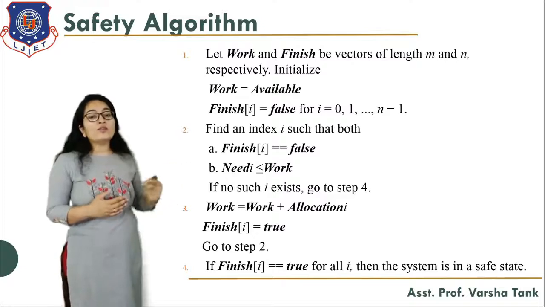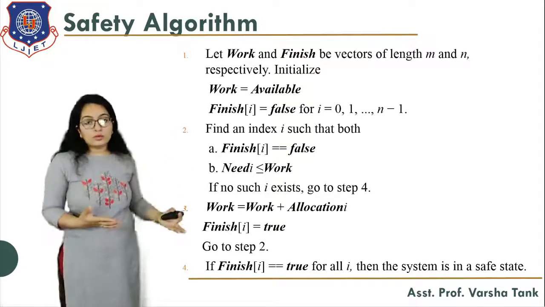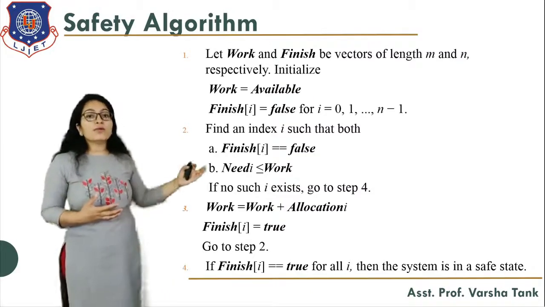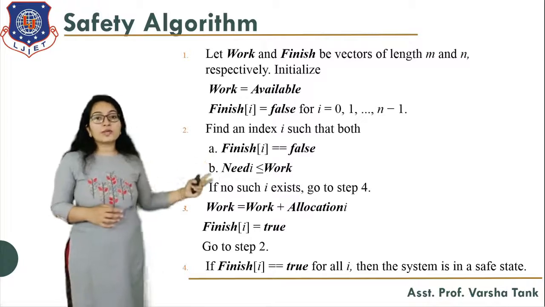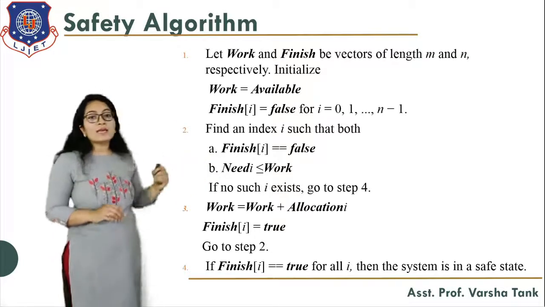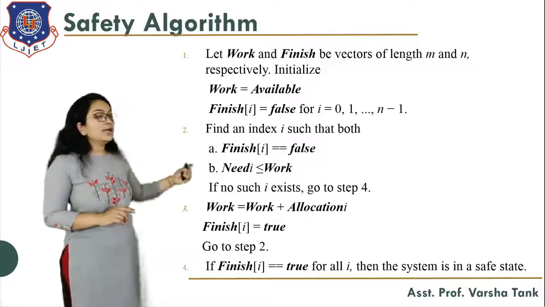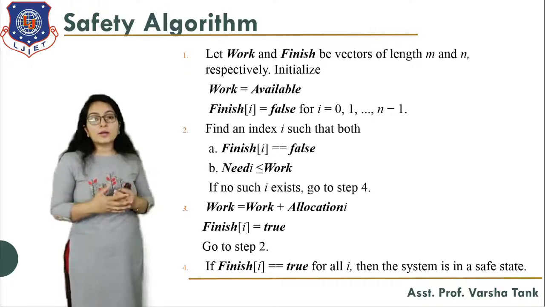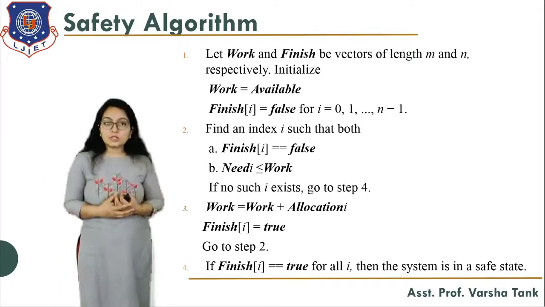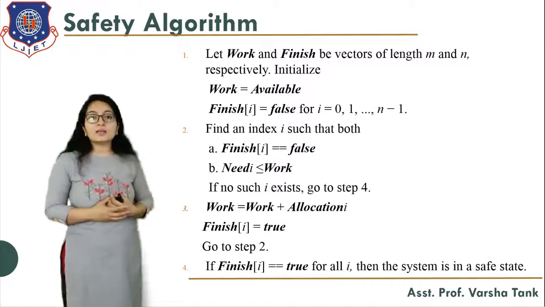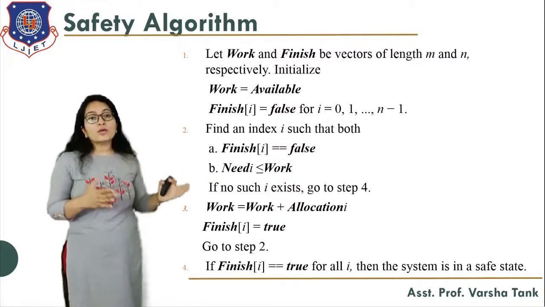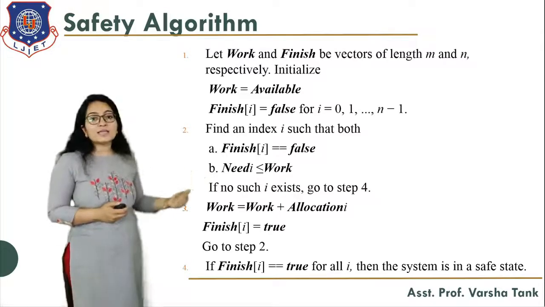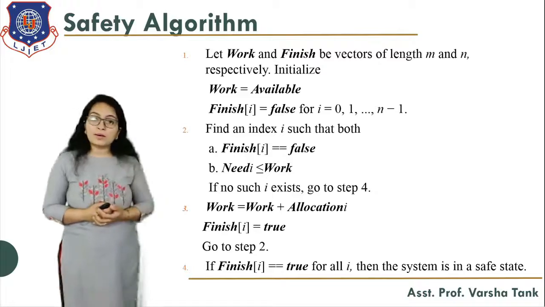Next, we have to find the process which is still in execution and is waiting for the resources. So find an index I such that both conditions are true: finish of I is equal to false and need of I is less than or equal to work. That means the need of that particular process is less than or equal to the available resources, and the process is still in execution. Then we have to allocate the resources if they are available. And if no such I exists, we just jump to step number 4.